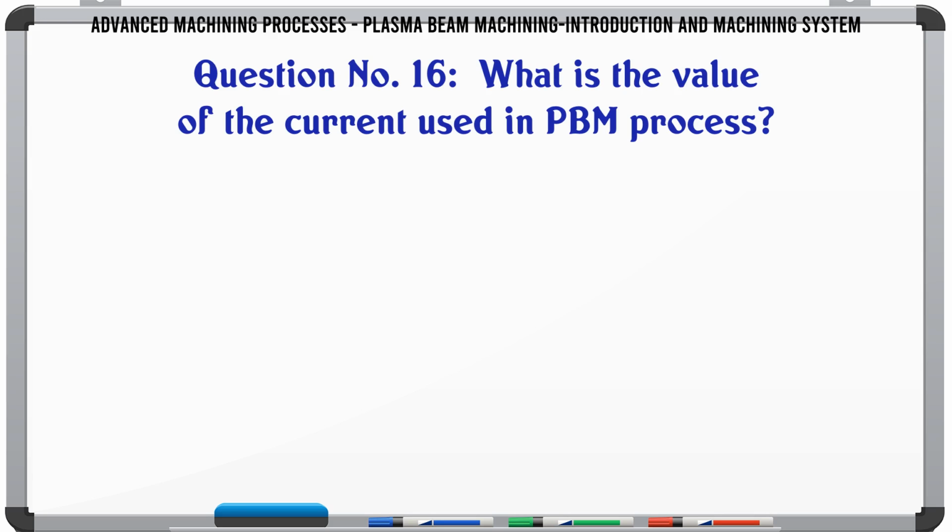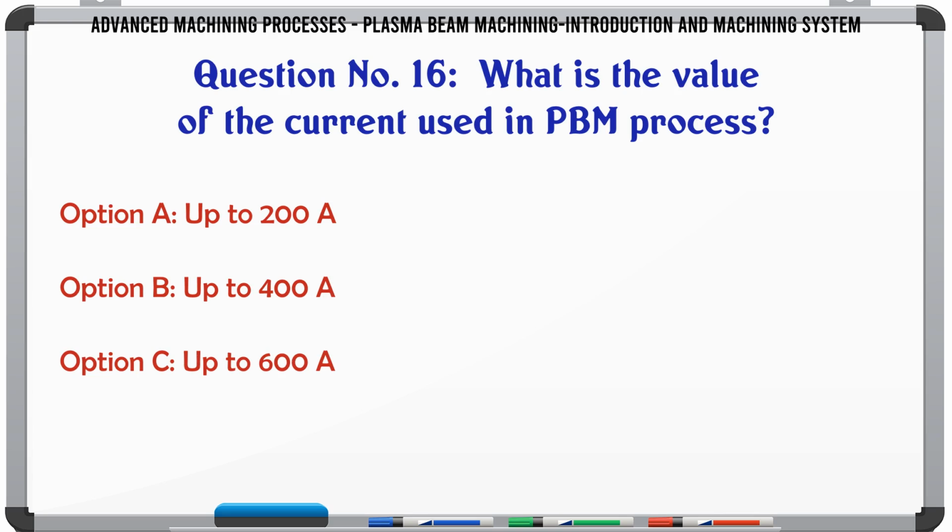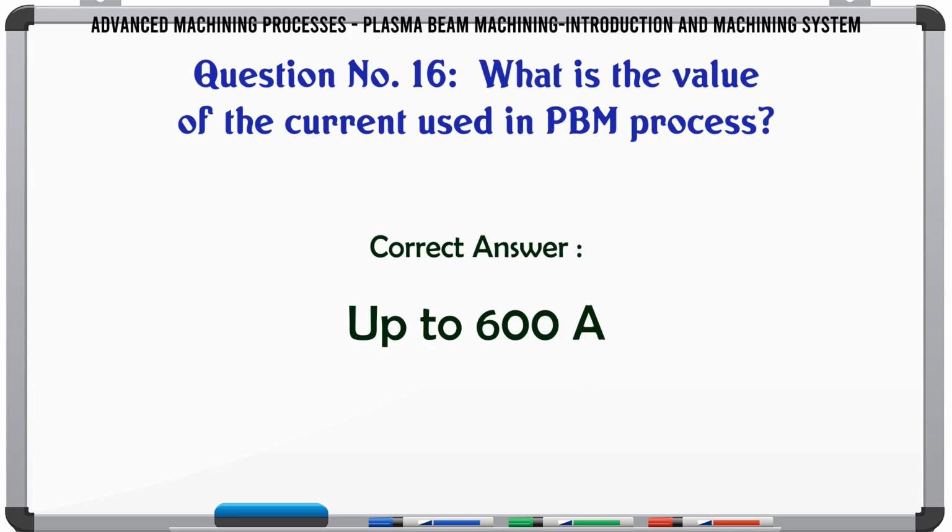What is the value of the current used in PBM process? A. Up to 200 A. B. Up to 400 A. C. Up to 600 A. D. Up to 800 A. The correct answer is up to 600 A.